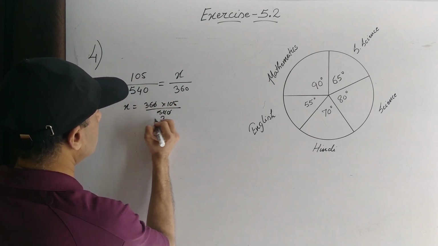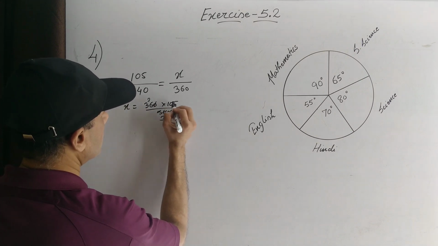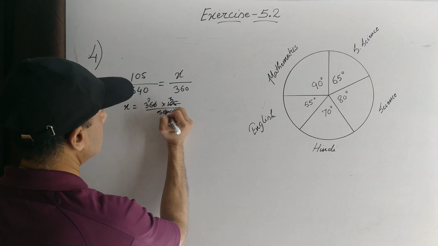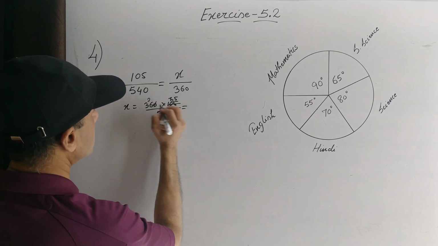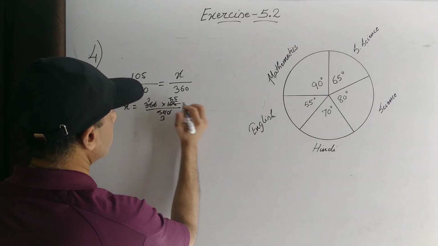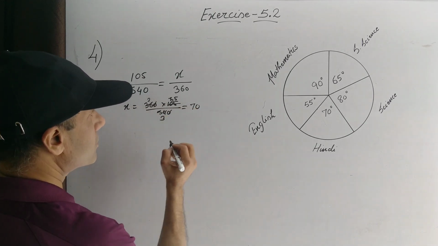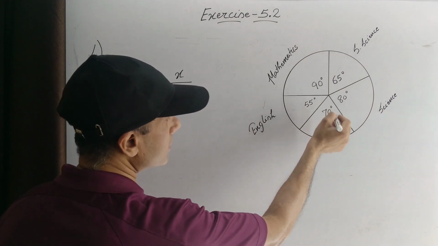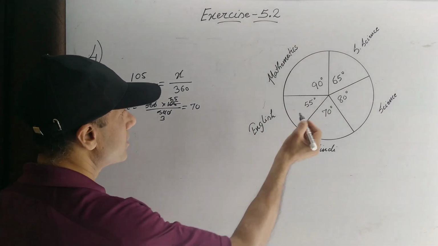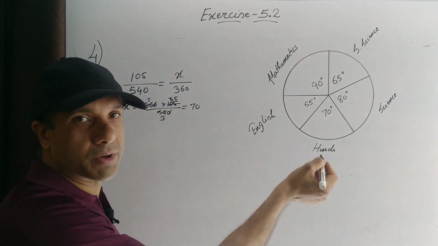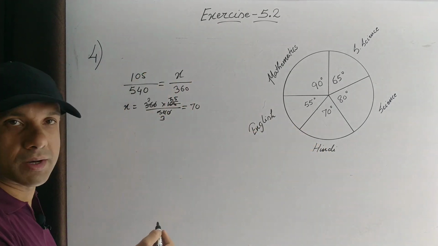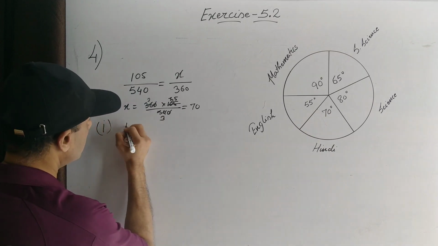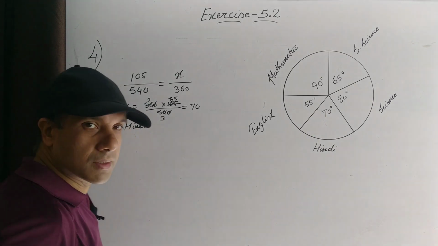So this is 3, this is 2, and this is 1, 3, and this is 35. So this is 35 into 70... So x is equal to 70. That means 70 degrees is the central angle of that particular subject, the score of which is 105. So the subject is Hindi. Clear?